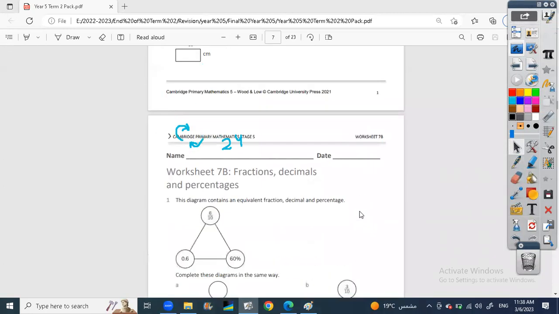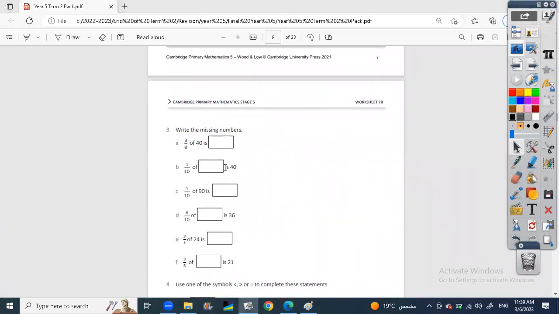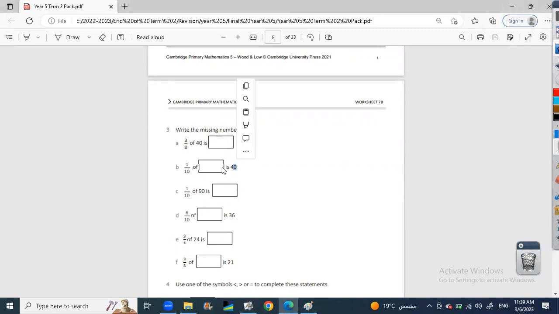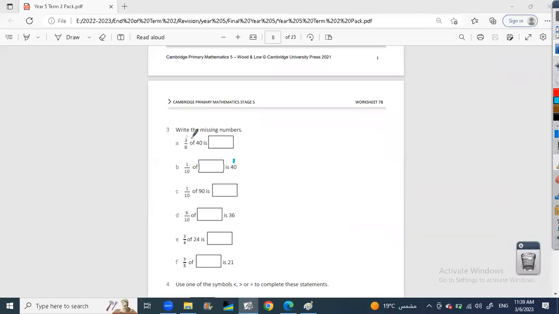Okay, but Mister, what if I have a question like this over here? They're giving me the fraction and they're giving me the answer at the end, and I have the missing number. How can I do it? Go back and ask yourself, what is 40? Oh Mister, up there we were dividing by the denominator. We were dividing down first. Yes, but here we're going to divide by up. 40 divided by 1 equals 40. Then times 10 equals 400.